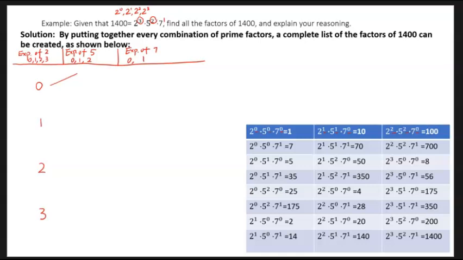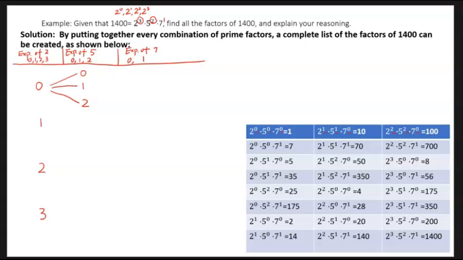And notice for the exponent of 5, we have 3 options. We can pick 0 as the exponent of 5, or we can pick 1, or we can pick 2. And notice that for each option of the exponents of 2, we can pick 0, 1, 2 for the exponent of 5.